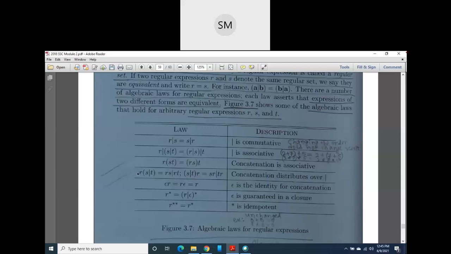It means that here the concatenation is distributed. Concatenation is distributed means it is applied to the remaining two regular expressions. R is concatenated with S also, R is applied to T also, and here also S is applied to R and T is also applied to R. So both of them are equal. R(S union T) is equal to RS union RT. (S union T)R is equal to SR union TR. So concatenation is distributed over this pipeline.